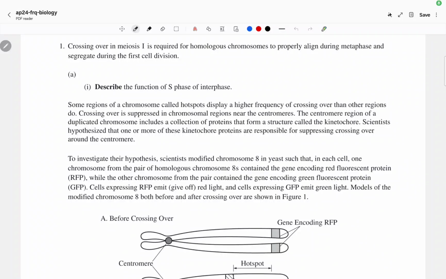Okay, so here we have crossing over in meiosis 1 is required for homologous chromosomes to properly align during metaphase and segregate during the cell division, the first one.